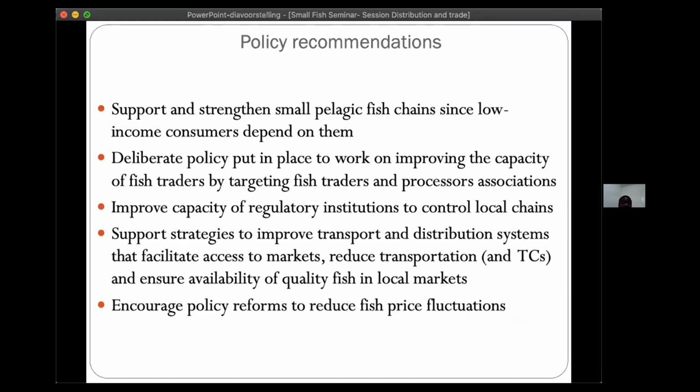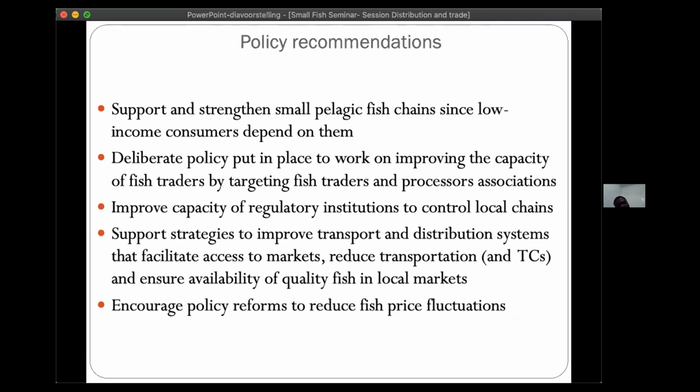We also have to improve the capacity of regulatory institutions so that they can control the domestic fish chain. Apart from fish capture and then imports and exports, the other segments of the domestic chain are not controlled. And so once we improve the capacity of these institutions, they will be able to help control and monitor fish as it moves to consumers.